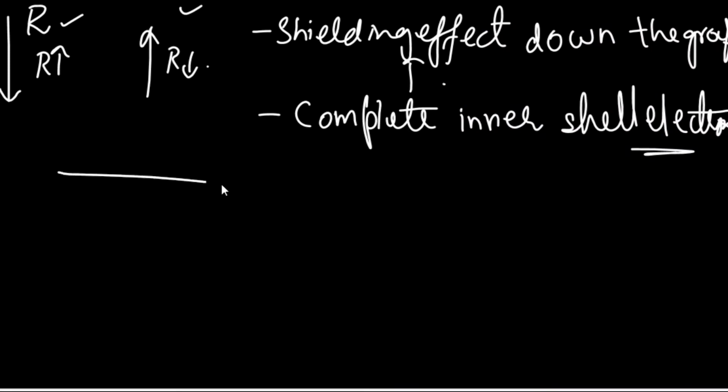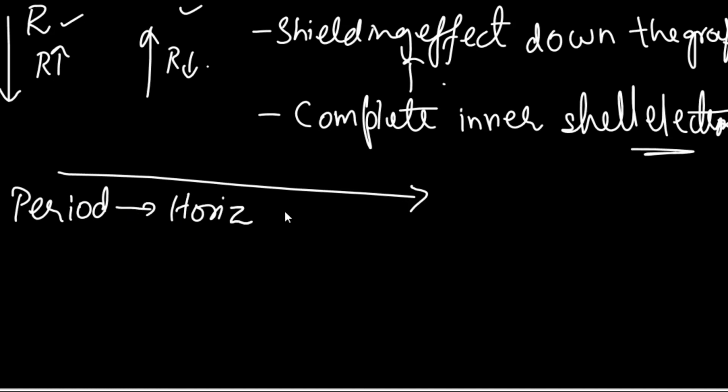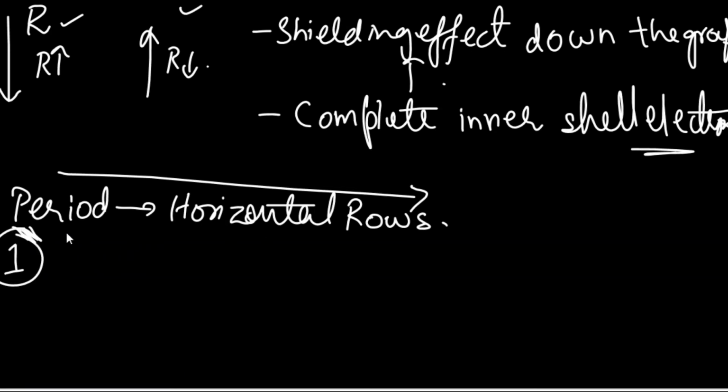What about across the period? You guys know what a period is, right? In a periodic table, period refers to the horizontal rows of elements. As you go across the period, first of all, you need to ask yourself: is the shielding effect staying constant or is it increasing as you go across the period? That's the first question you must ask yourself. In a period, what's something common in all the elements which are in the same period?